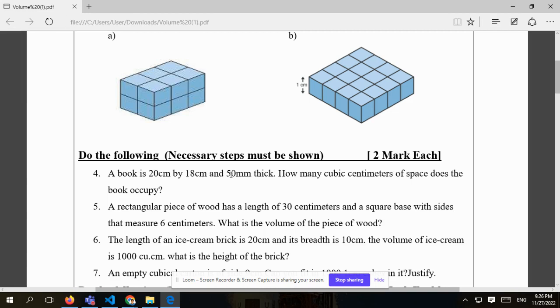Another way to do this is 10 millimeter makes 1 centimeter. That's also correct. 10 millimeter equal to 1 centimeter. That means 50 millimeter equal to 5 centimeter. So basically it's 20, 18, and 5 centimeter, okay?